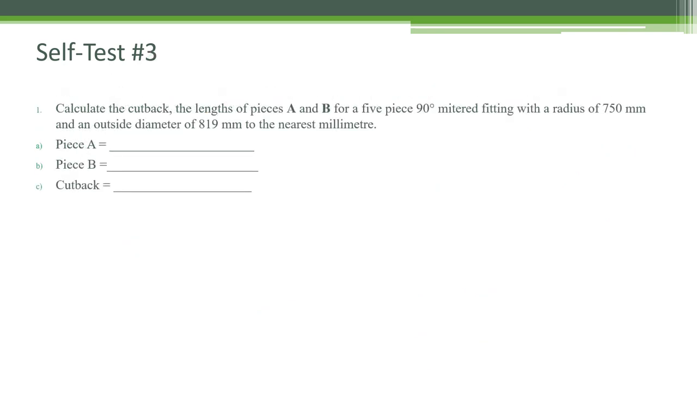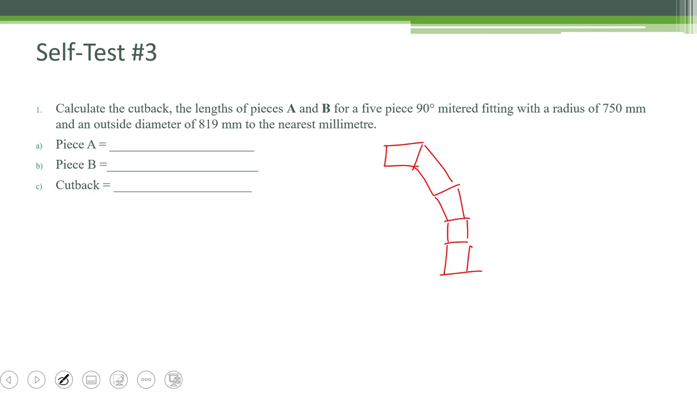Okay, self-test question number 3. Here it looks like they're asking for the cutback, the lengths of the pieces of A and B. Okay, so it's a 5-piece. Wow, this is going to get messy here. 1, 2, 3, 4, 5. Okay, this is not drawn properly. Don't hold it against me. Okay, and our radius is 750 millimeters. And our outside diameter is 819 mil.